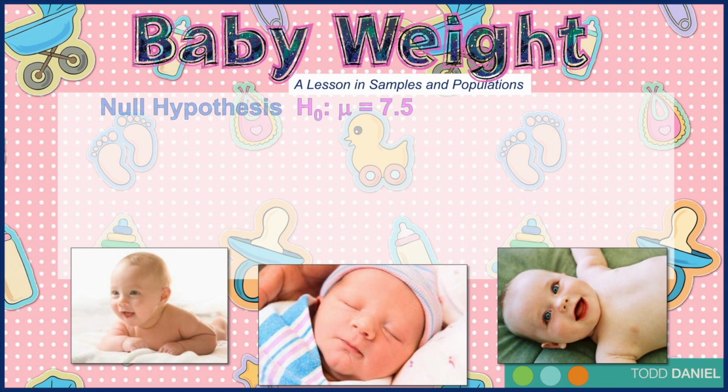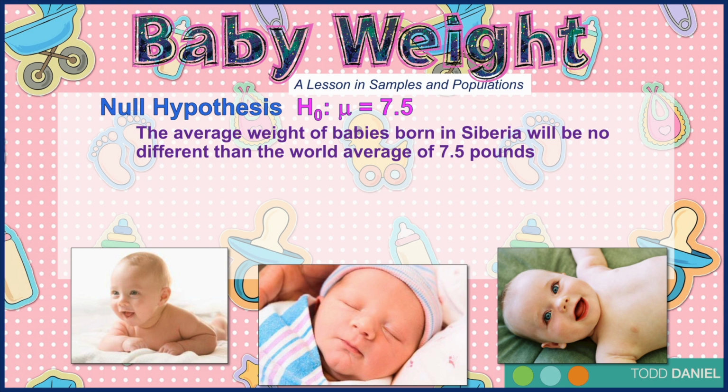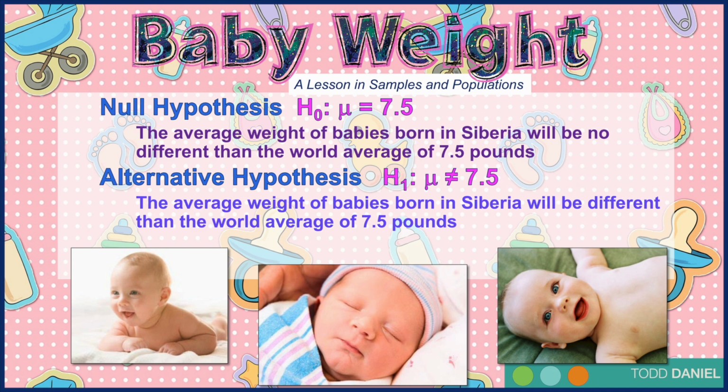Using our baby weight example, here's how we would work out this step. Our null hypothesis would be H sub 0: mu equals 7.5. The sample is drawn from a population with a mean of 7.5. The average weight of babies born in Siberia will be no different than the world average of 7.5 pounds. The alternative to that would be H sub 1: mu does not equal 7.5. Or the average weight of babies born in Siberia will be different than the world average of 7.5 pounds.